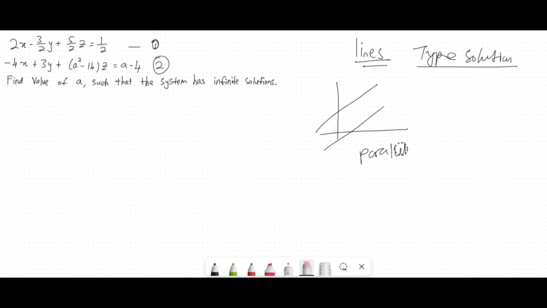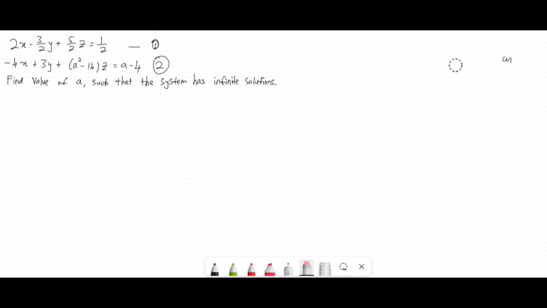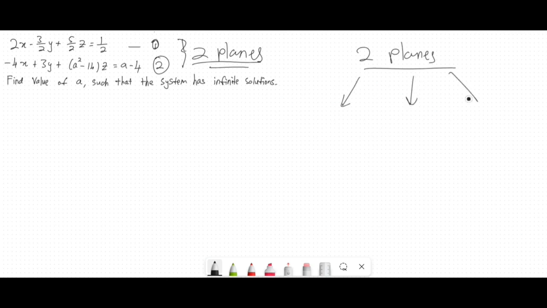Now let's look at planes. Okay, planes will be special because you are given only two planes, right? This situation is two planes. So for two planes, there will be three scenarios. Keep in mind, this is two planes, not three. If three planes, there will be more scenarios. But two planes, there will be only three scenarios. Let's look at the scenarios. First, identical.